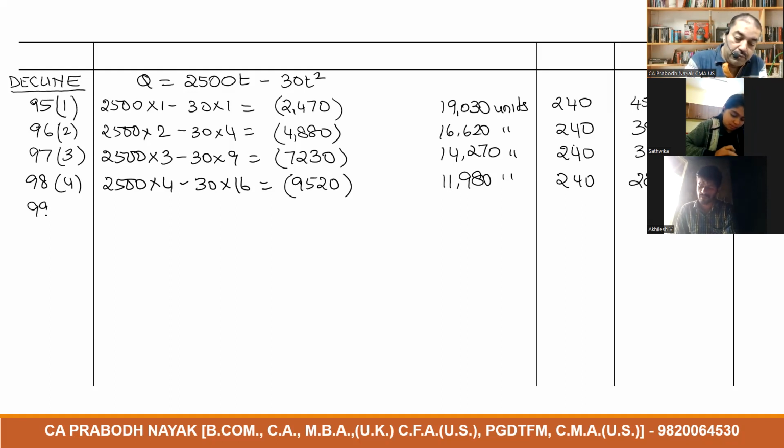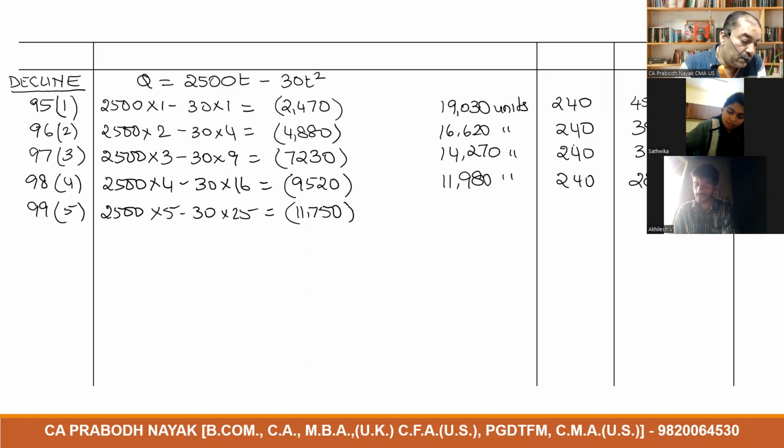Month number 99. Competitor's 5th month. 2,500 into 5, 30 into 25. 9,750. Into 240. 23 lakh 40,000. Just check all my calculations.